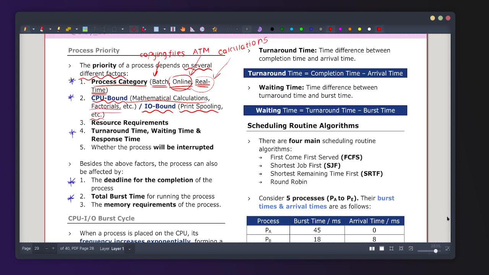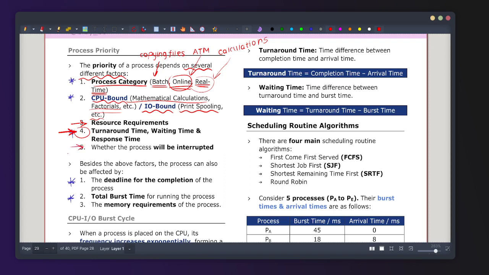Now after that, another process priority influencing factor is resource requirements. Whether that process requires a lot of resources like a lot of RAM, a lot of IO devices, or is it something that's requiring very little. And then turnaround time, waiting time, and response time. Now I'll leave this for later because we'll discuss what turnaround time, waiting time, and response time are. For the moment, we'll keep that out the door.